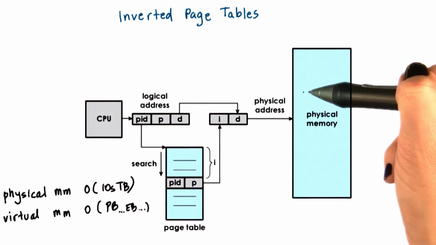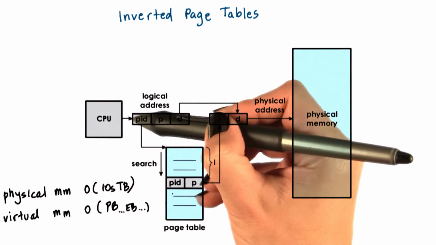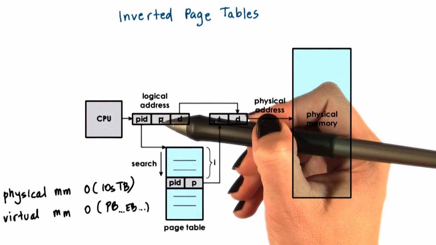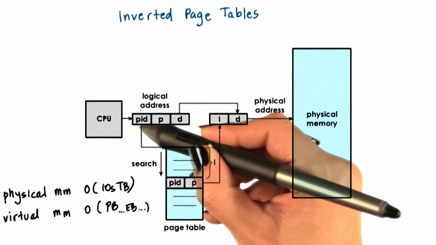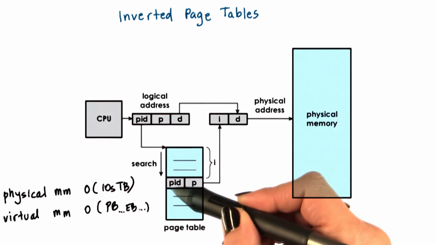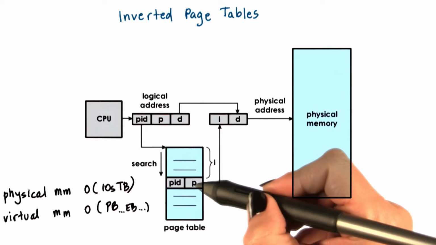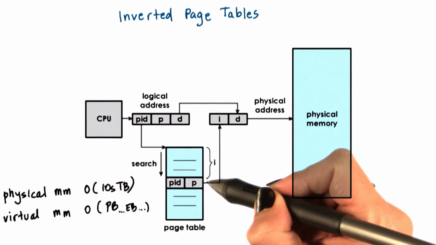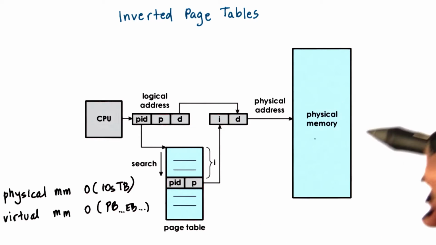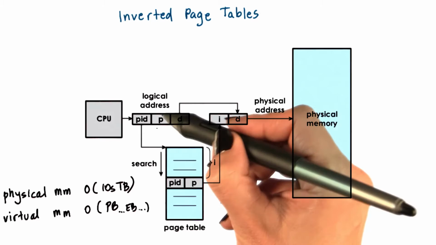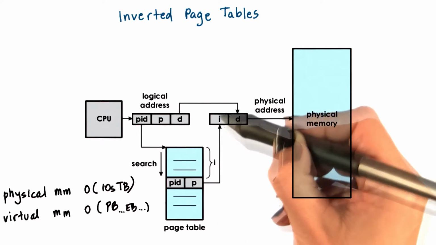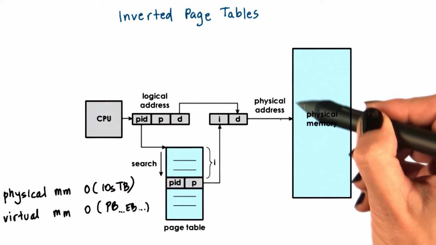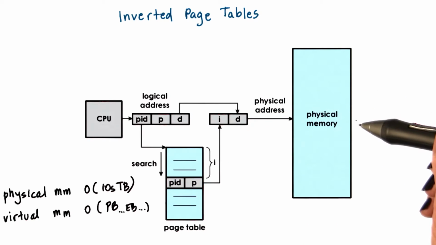To find the translation, the page table is searched based on the process ID and the first part of the virtual address, similar to what we saw before. When the appropriate PID and P entry is found in this page table, the index, the element where this information is stored, will denote the physical frame number of the memory location that's indexed by this logical address. So then that is combined with the actual offset to produce the physical address that's being referenced from the CPU.